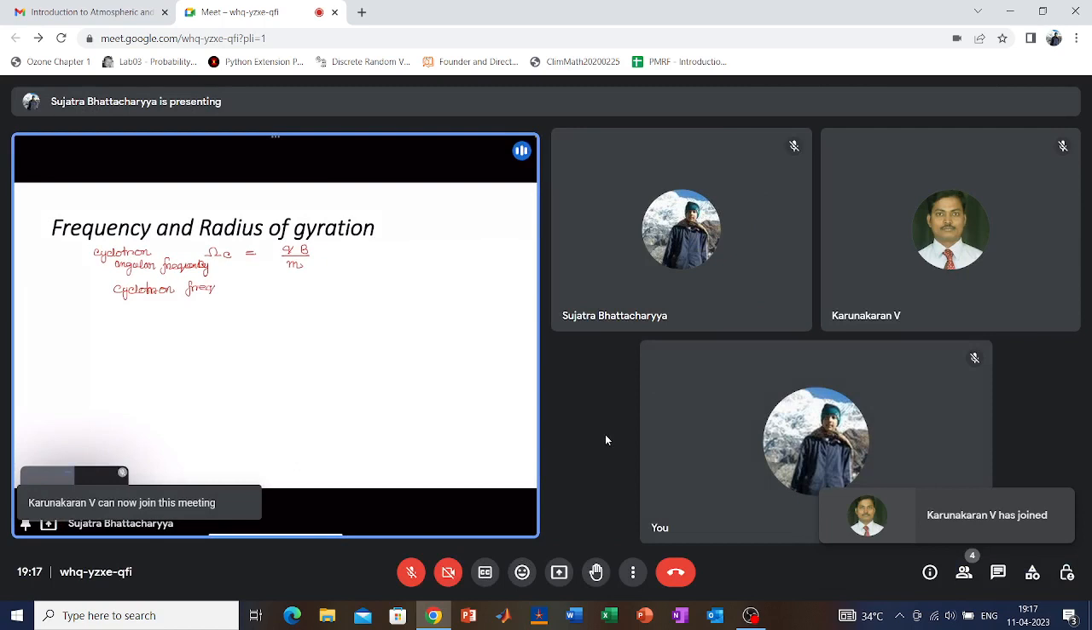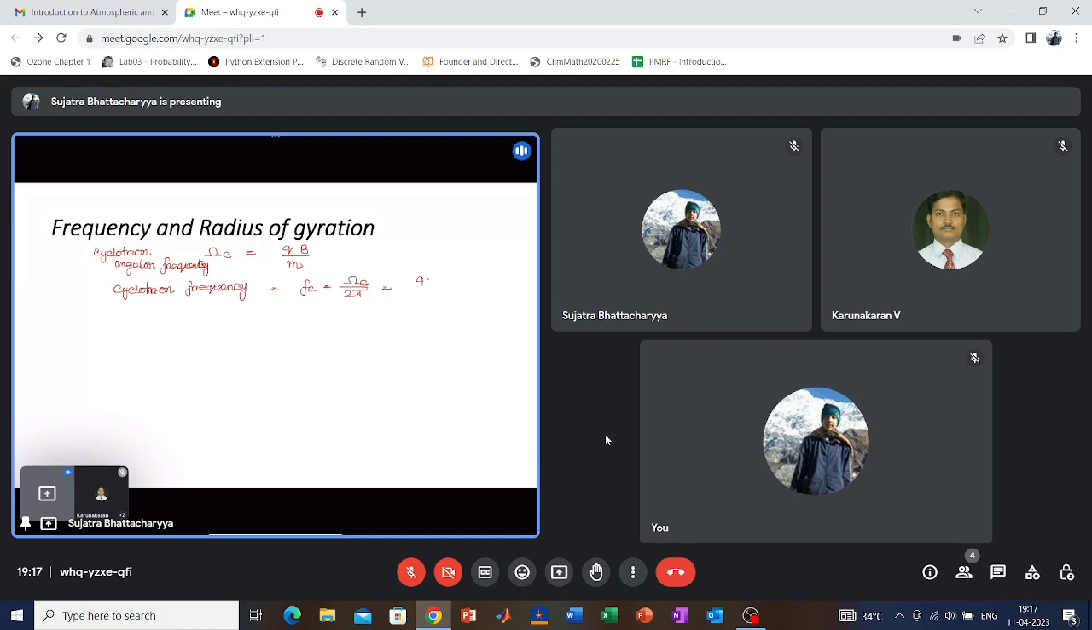So cyclotron frequency becomes fc, that is omega c by 2 pi. So it will be nothing but qB by 2 pi m. And what will be the time period? Just 1 by that. It will be just 2 pi m upon qB.